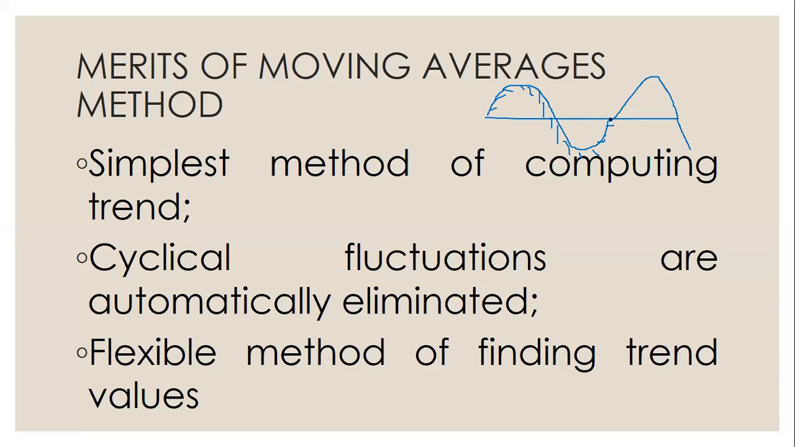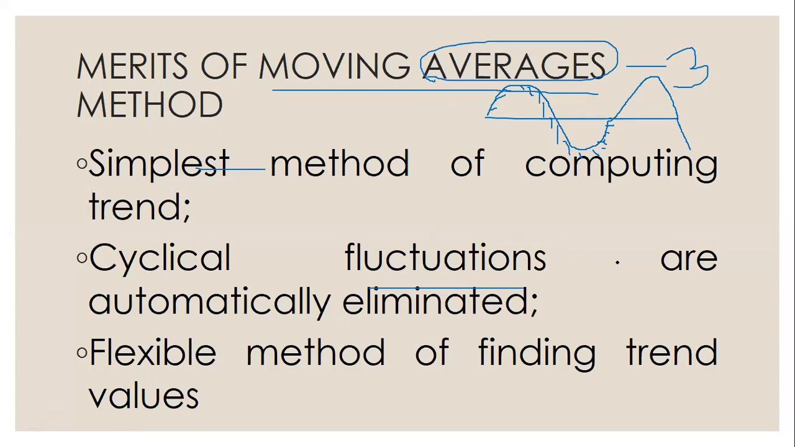So these fluctuations can be taken out if you use the moving averages method. How can you take them out? Because we will be calculating the average of 3 years. In that scenario, we will be calculating the average and not every year, so fluctuations will be removed.